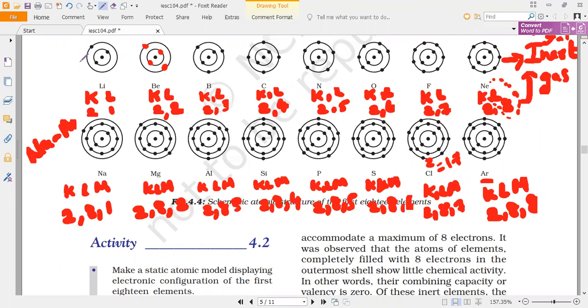And who is the inert gas here? Who is the inert gas in this, from sodium to argon? Argon. Why argon? Because argon has 8 electrons in its valence shell. That is what we can say. It is an inert gas. Are you clear? Now, till 18, it is easy to write.